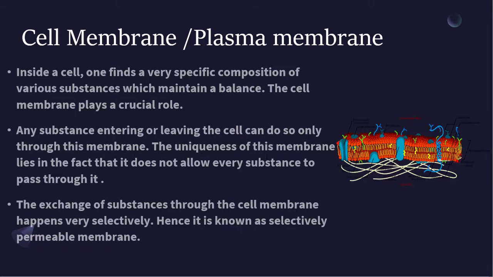The uniqueness of this membrane lies in the fact that it does not allow every substance to pass through it. That means it does not allow just any substance through. It allows only particular materials which are required by the cell. The waste materials present in the cell, it removes and sends out of the cell through the cell membrane. The exchange of substances through the cell membrane happens very selectively. Hence, it is known as a selectively permeable membrane.